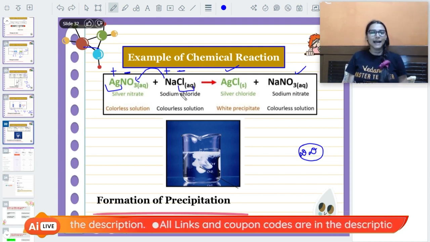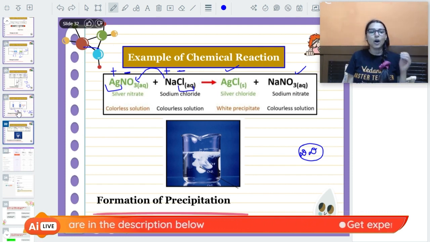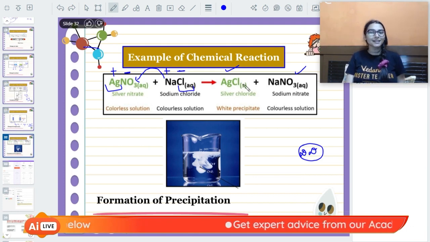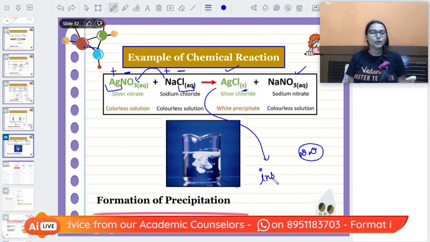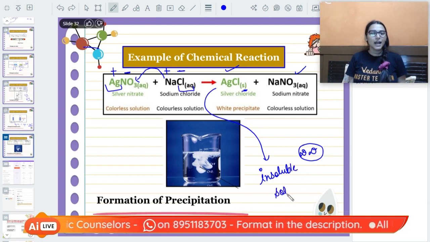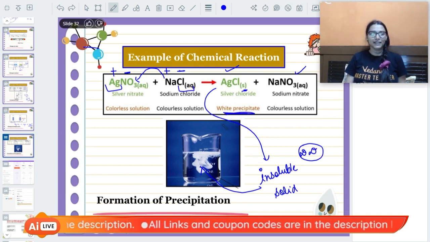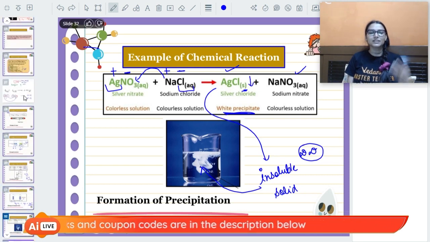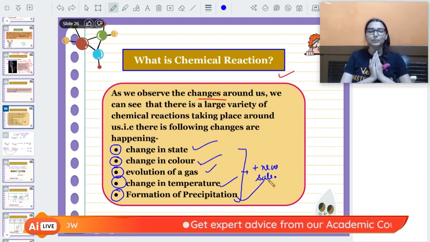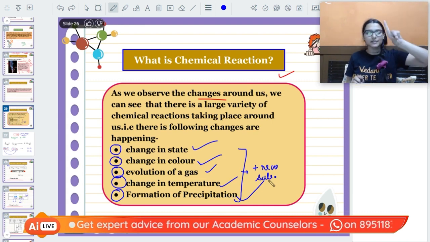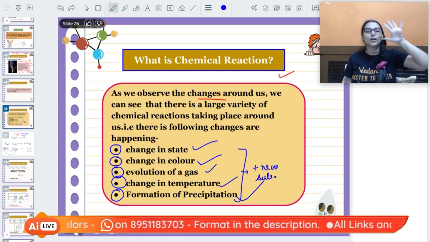Okay, so here the point is that when you are mixing two aqueous solutions, aqueous solution means solution of something in water. So on mixing the aqueous solution, you are getting a solid formed. So this silver chloride is an insoluble solid that is formed during the reaction. है ना, यहाँ पे आप देख सकते हो, you mix the two aqueous solution, you are getting the white precipitate of silver chloride. Okay, so this is the precipitate. So this is also an indication of a chemical reaction. Okay, so what are the indications of chemical reaction, beta? The first is there can be change in state, there can be change in color, evolution of a gas, change in temperature, and formation of a precipitate.